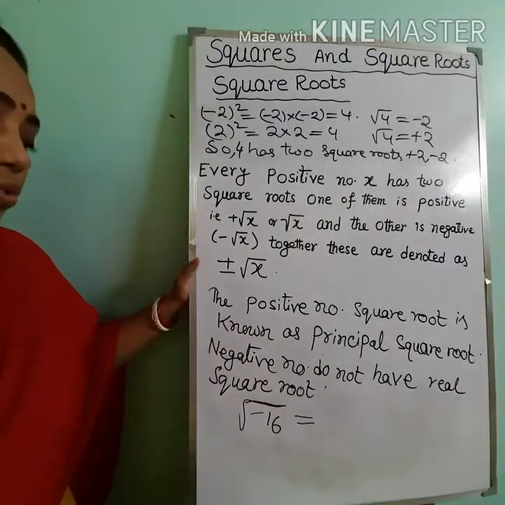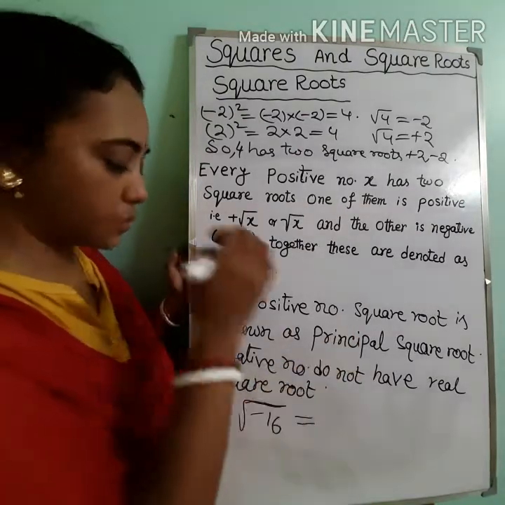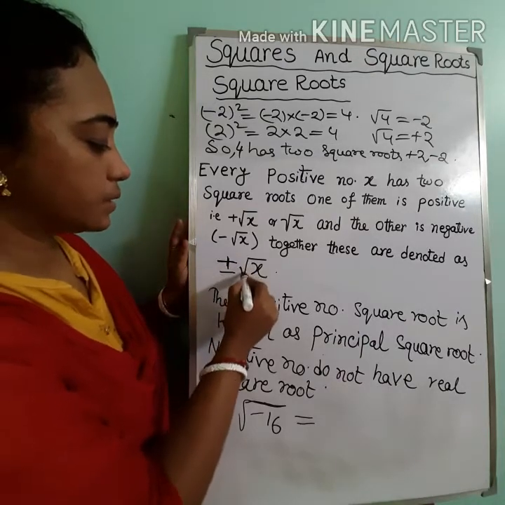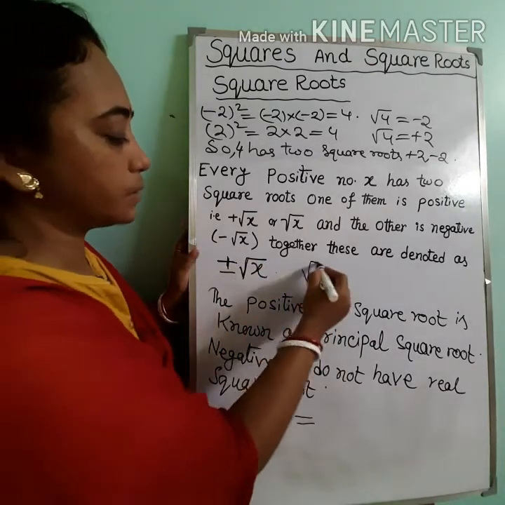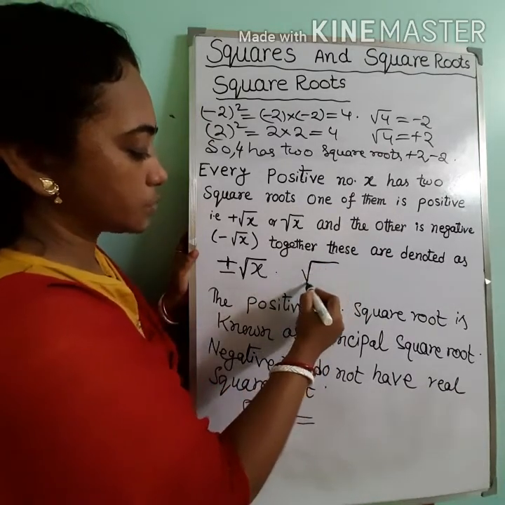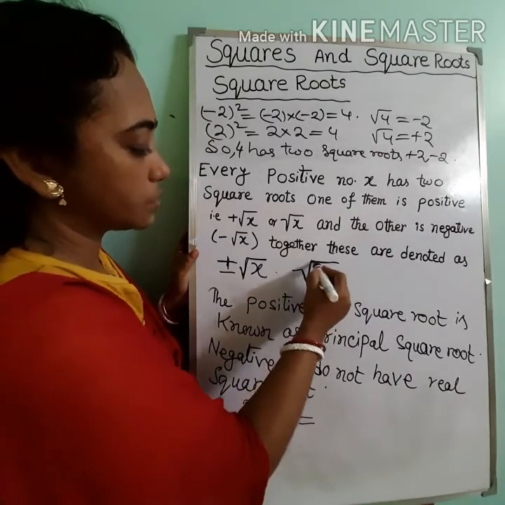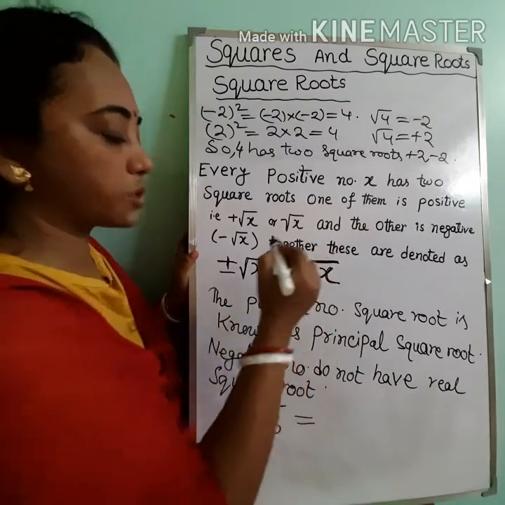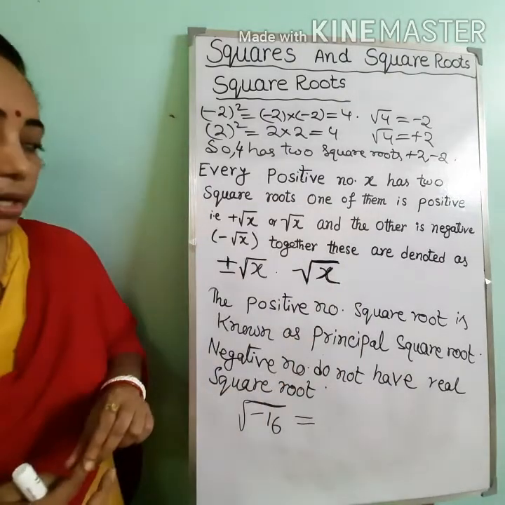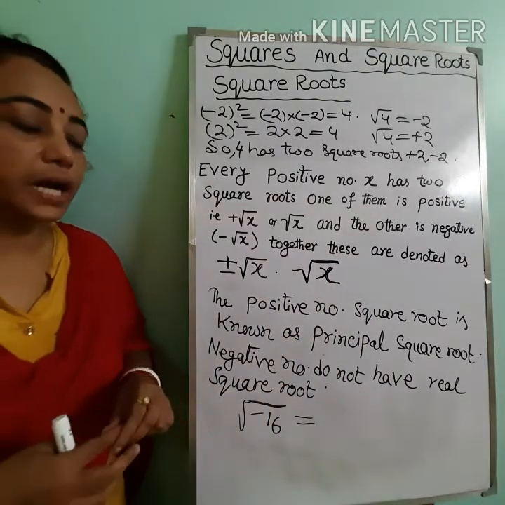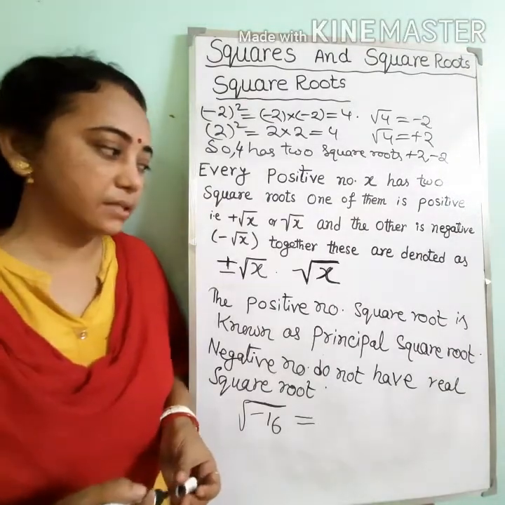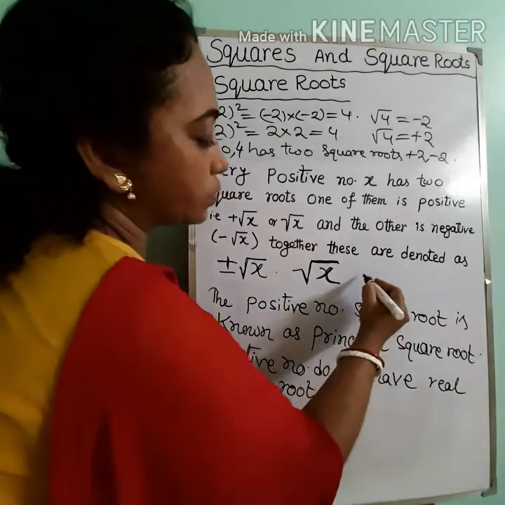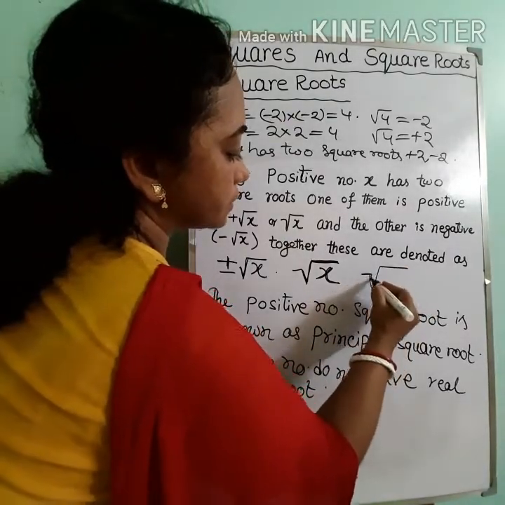And the positive number's square root is known as the principal square root. Here the positive square root means plus root x, which is also simply written as root x. This root x is also known as the principal square root. This is known as the positive square root or principal square root. So if nothing is mentioned, we will consider the square root of a number as the positive square root. The positive square root will be denoted by this symbol.